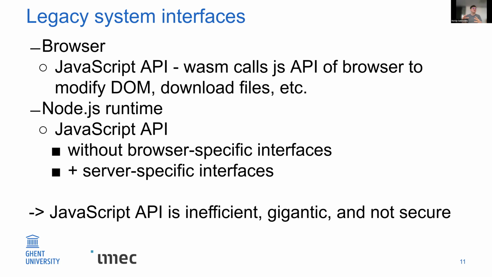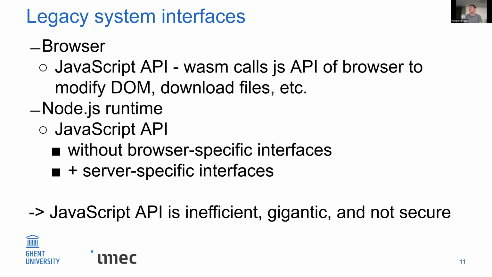But there's a lot of issues with these APIs, specifically when you look at Edge and IoT use cases, which is that the JavaScript API is quite inefficient. If, for example, you have a C or C++ application running inside of WebAssembly, then it needs to call JavaScript every single time it has I/O.